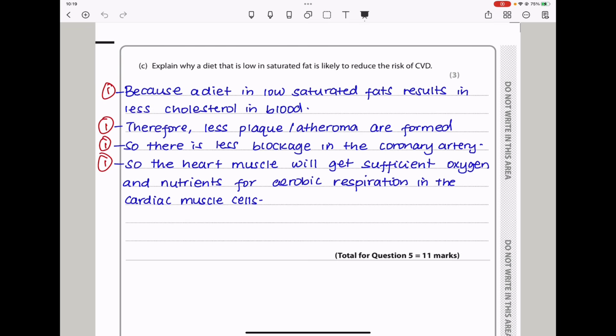If it's low on saturated fat, it means it contains less cholesterol, so there is lower chance of formation of atheromas due to cholesterol being deposited around blood vessels. So I said, because a diet low in saturated fats results in less cholesterol in blood, therefore less plaque or atheromas are formed, so there is less blockage in the coronary artery, so the heart muscle will get sufficient oxygen and nutrients for aerobic respiration in the cardiac muscle cells. So this brings us to the end of question 5. Let's continue to question 6.